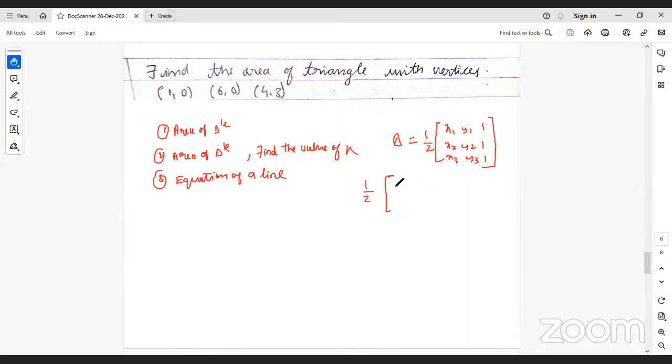Here, in place of x1 y1 we replace it by x and y. We have to keep it as x and y, and then x1 y1, and then x2 y2 1 and 1, and we need to equate it to 0. So this is the formula for the equation of a line, and this is the formula to calculate the area of a triangle. We will be discussing these examples one by one.